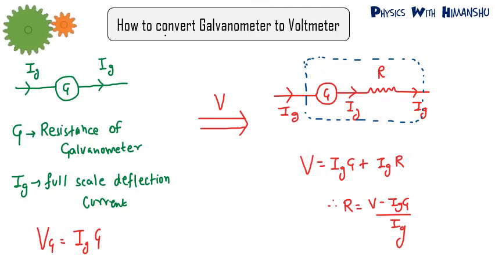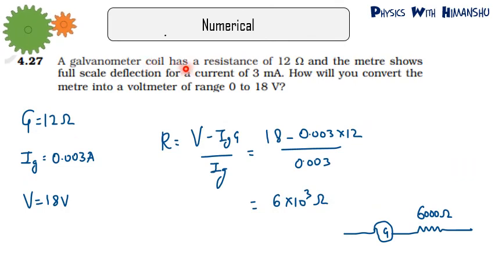Now let us take one numerical. Suppose a galvanometer coil has a resistance of 12 ohm. So G is 12 ohm, and the meter shows full scale deflection for a current of 3 milliampere. So Ig will be 3 milliampere, that is 0.003 ampere. How will you convert the meter into a voltmeter of range 0 to 18 volt? So I want to convert it into a voltmeter which can measure up to 18 volt. So R will be equal to (V minus Ig into G) divided by Ig. Putting all the values, what we'll get is 6 into 10 raised to power 3 ohm. And this is how you will convert this into a voltmeter.